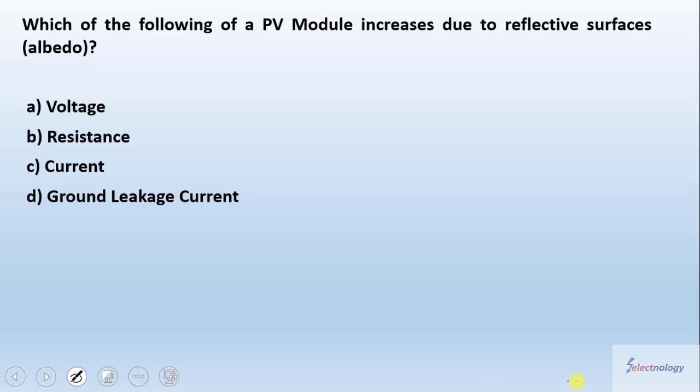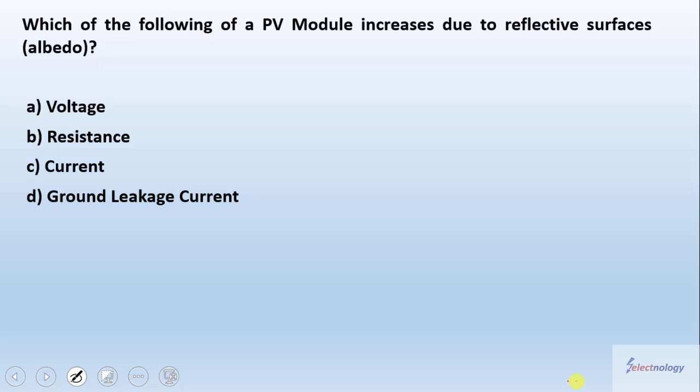Welcome back. Question is, which of the following of a PV module increases due to reflected surfaces, albedo? Choices are A. Voltage, B. Resistance, C. Current, D. Ground leakage current.